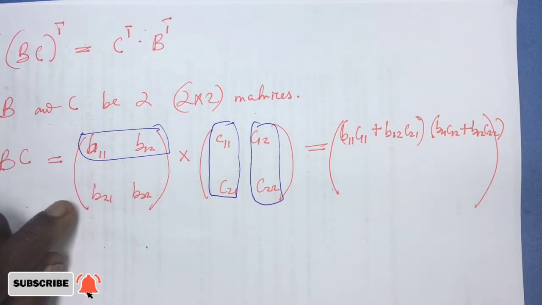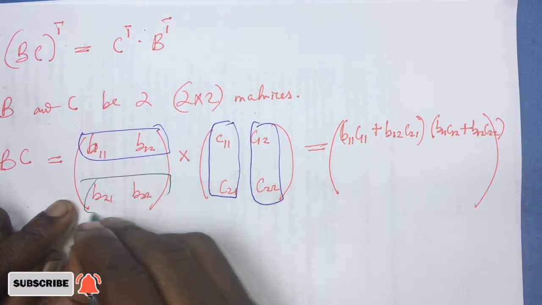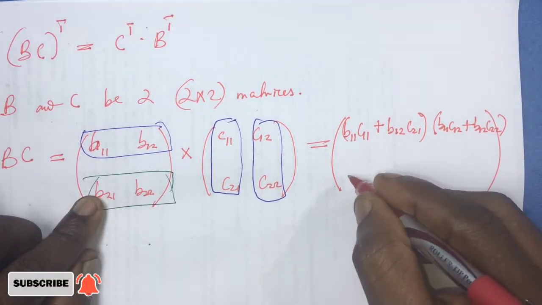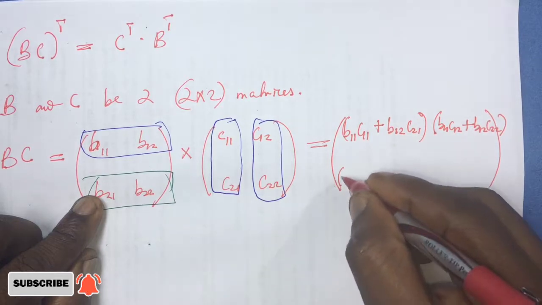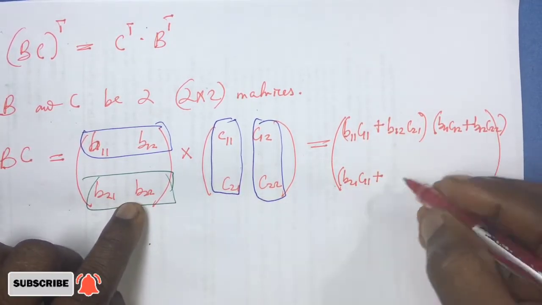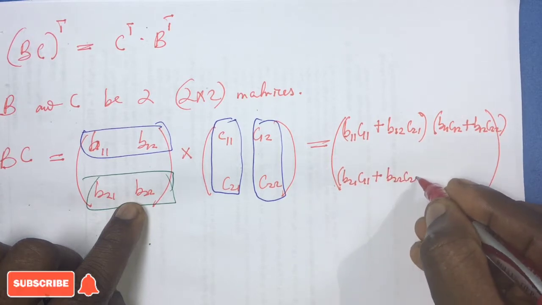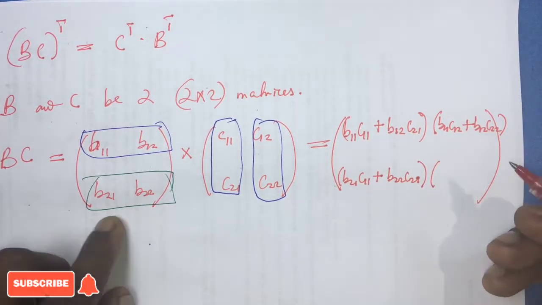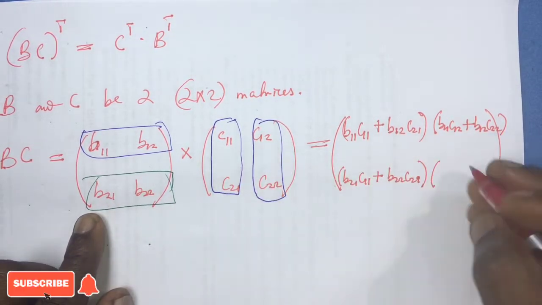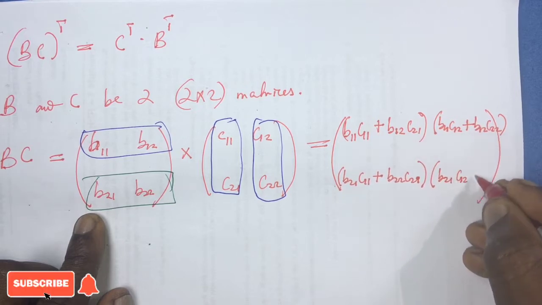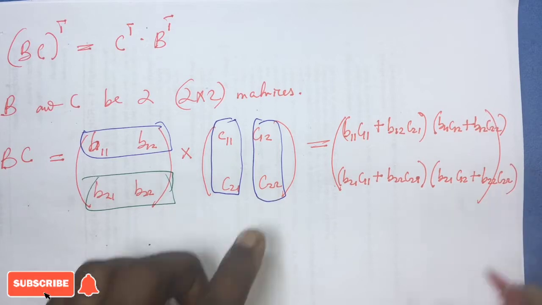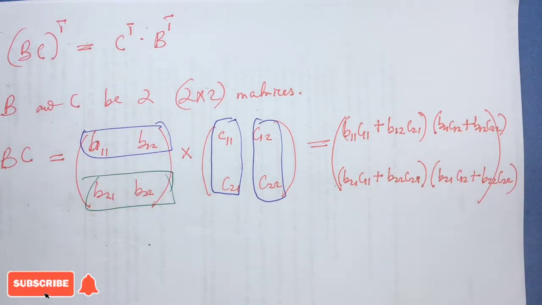Now you come over to this. Use the second row to multiply each column. B21 will multiply C11 to give you B21 C11, plus B22 will multiply C21 to give us B22 C21, close bracket, open bracket. Now for the second row multiplying the second column, that will be B21 times C12 plus B22 times C22. Okay, that will give you the matrix.